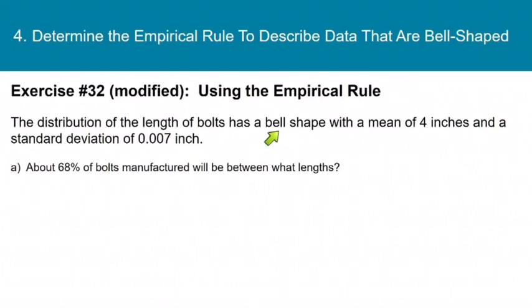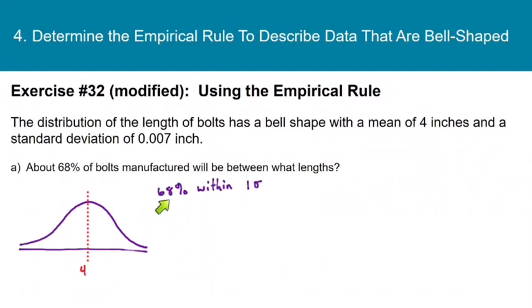Okay, now the reason they tell us that the distribution has a bell shape is so that we can use the empirical rule. Remember that the empirical rule only applies to bell-shaped data. So let's draw ourselves a curve, and we remember that the mean is in the center, so we'll draw a line there and label it 4 because that was the mean they gave us.